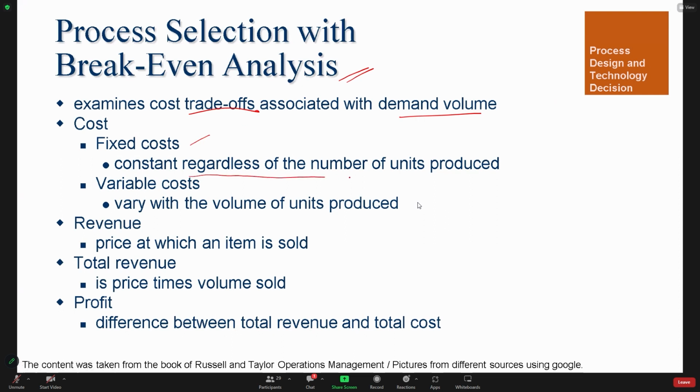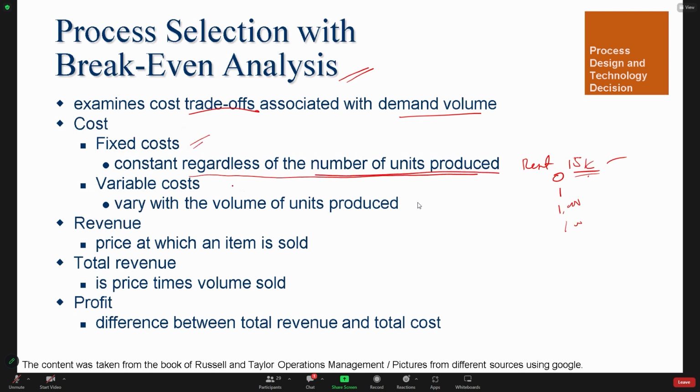Constant regardless of the number of units produced. Ibig sabihin nun, katulad ng rent, 15,000 ang binabayaran mo. Mag-produce ka ng wala sa isang buwan, 15,000 pa rin ang babayaran mo. Mag-produce ka ng isang piraso, 15,000. Mag-produce ka ng 1,000, 15,000 pa din. Mag-produce ka ng 1,000,000, 15,000 pa din. Fixed cost, regardless of the number of units produced.